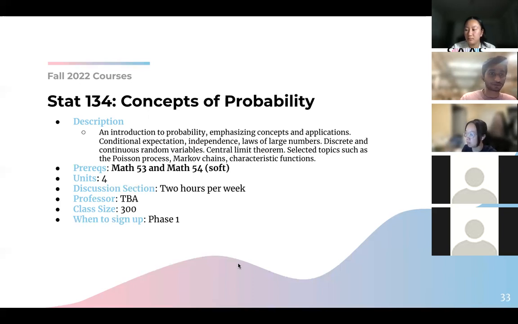Just from my experience, usually it's joint distributions and Poisson processes and a little bit of Markov chains, and maybe moment generating functions.